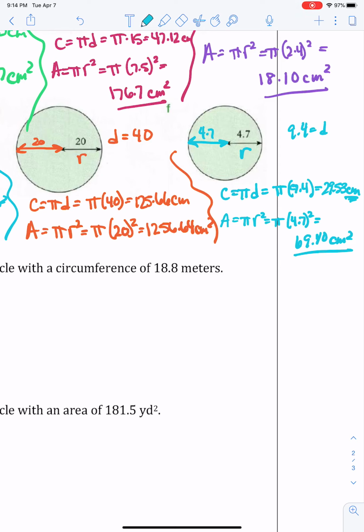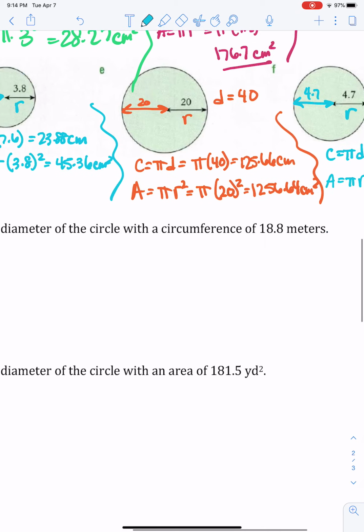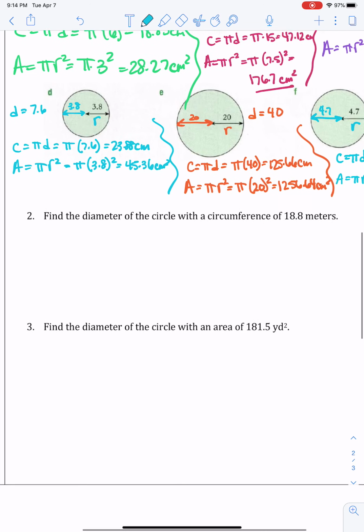That will be the key to most of this unit, is being able to use the formulas correctly, because it's just plugging in the numbers into the right place. All right, a couple word problems.